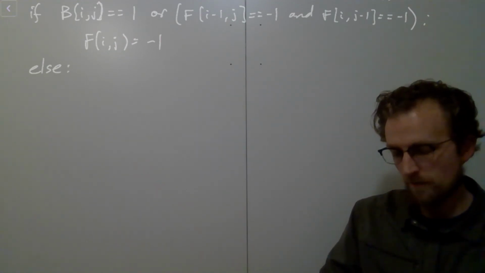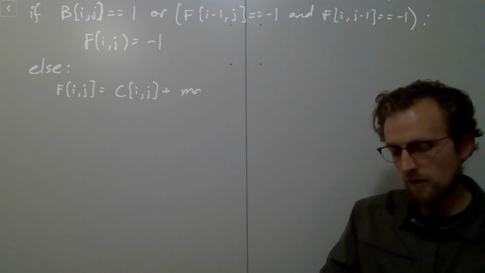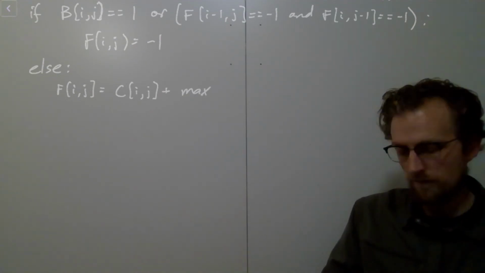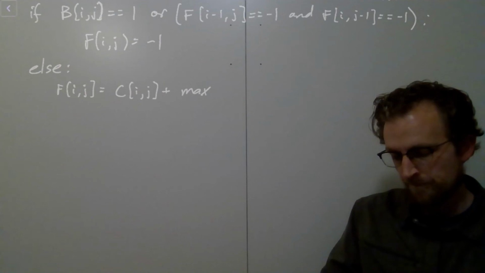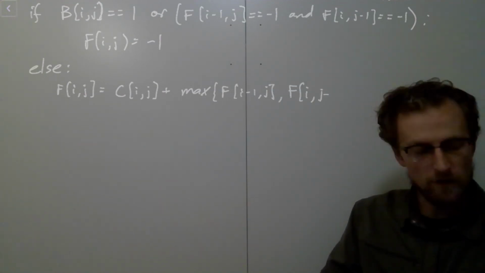Right? We just say f of ij equals c of ij plus the larger of whatever's up and to the left. So max of f of i minus 1, j and f of i, j minus 1.